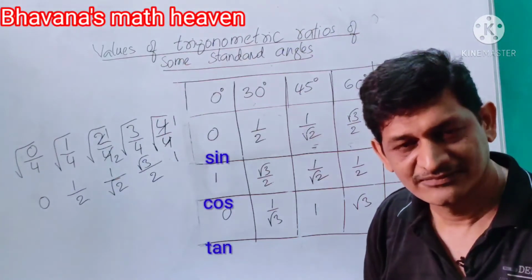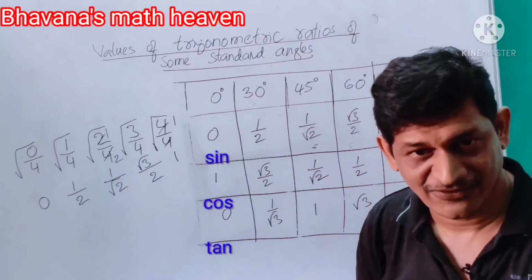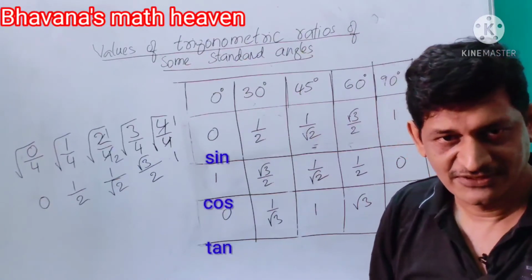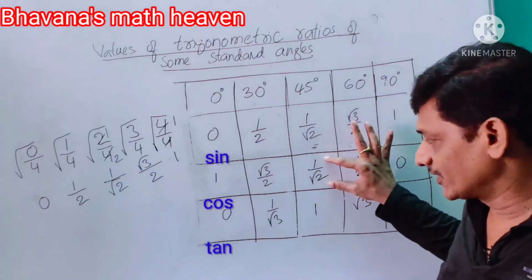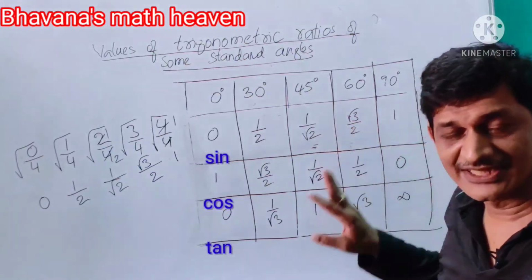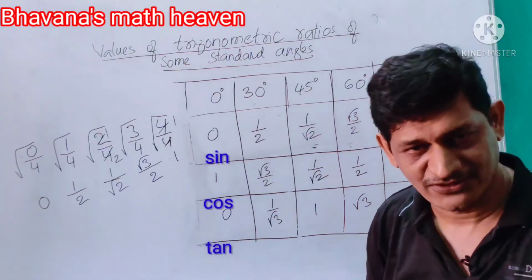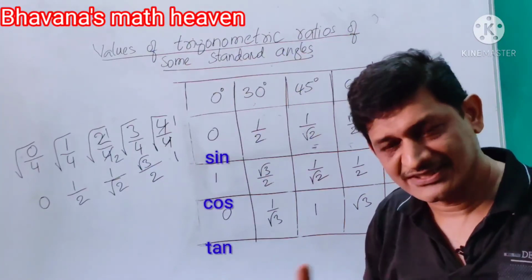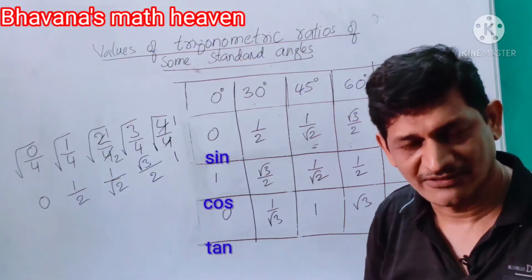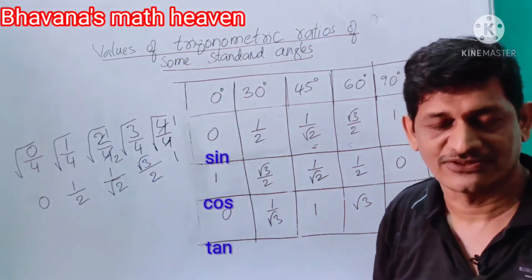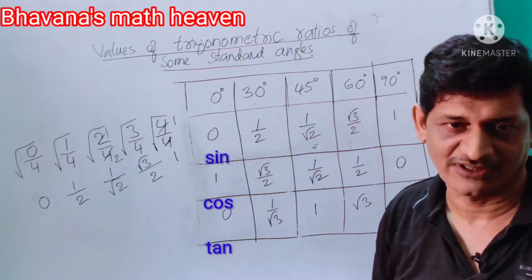That's it. If we want to find the secant 45 value, secant is the reciprocal of cos. So first pick the cos value, cos 45 value is 1 by root 2. Its reciprocal is root 2. So secant 45 value is root 2. So in this way, you can memorize all the values of the remaining trigonometric ratios: cosecant, secant and cot.